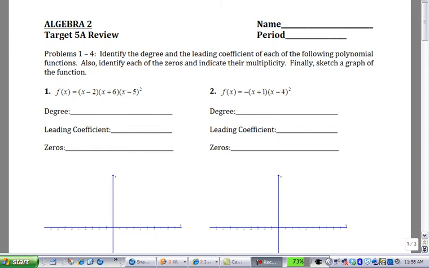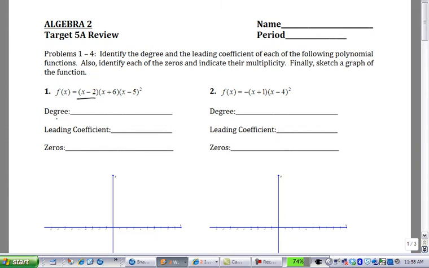First few, you're looking for the degree, the leading coefficient, and the zeros. And you're given all these in factored form. So we kind of have some tricks for determining the degree in factored form. So you're just going to look at each of the factors. This factor of x minus 2, the number in front of the x is a 1.